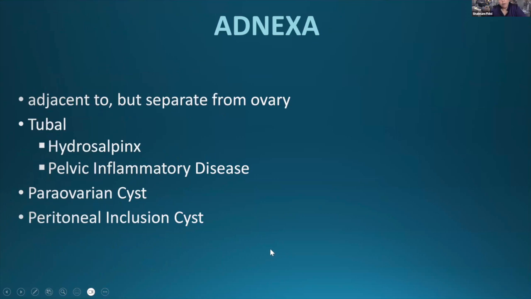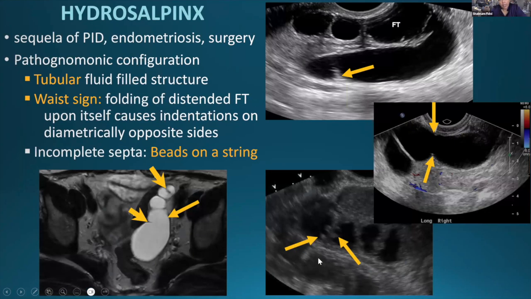So now moving on to benign adnexal entities. So these are entities that are adjacent to but separate from the ovary. I'll be talking about tubal pathologies, namely hydrosalpinx and pelvic inflammatory disease, and then also briefly touch on paraovarian cysts and peritoneal inclusion cysts. Again, these are all O-RADS 2 lesions.